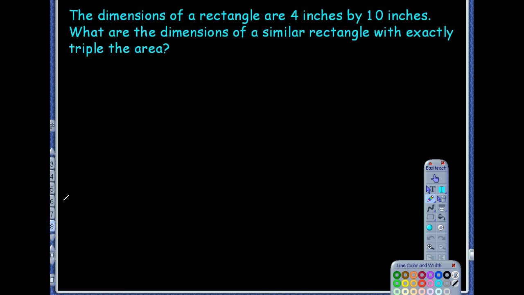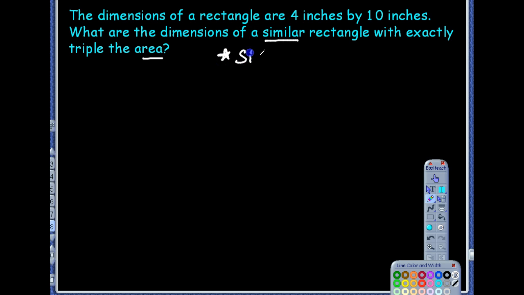Okay. Last one. It says the dimensions of a rectangle are 4 inches by 10 inches. What are the dimensions of a similar rectangle with exactly triple the area? All right. Now, here's a couple things I'm noticing. Similar and area. Okay. So what are we going to remember?